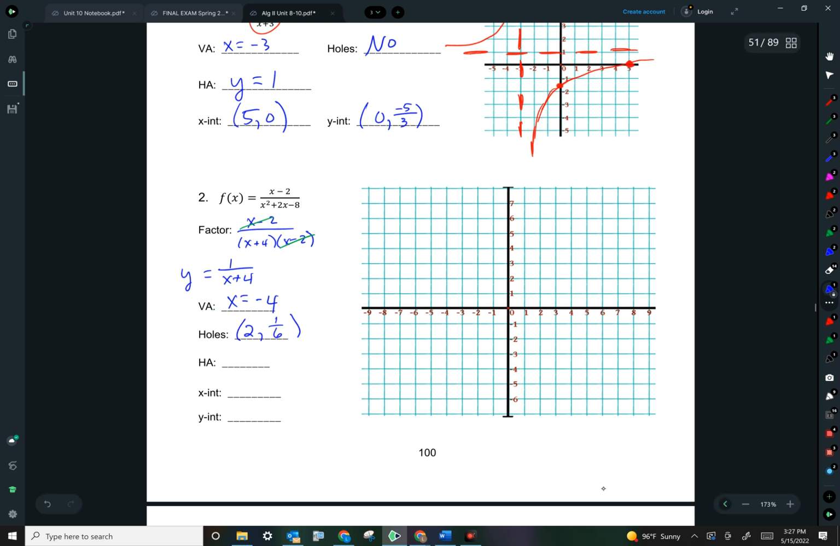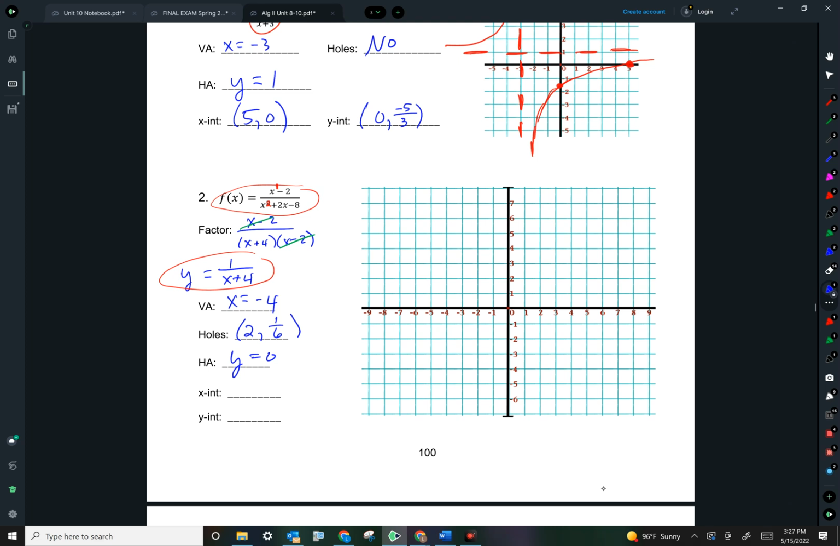Horizontal asymptote, well, it doesn't matter if you look at the original equation or if you look at your simplified version. When you compare the degrees, you're going to get the same thing. So if I look at the original, I have a degree of 1 on top, and then on the bottom it's a degree of 2. So the top is less, so my horizontal asymptote is y equals 0.